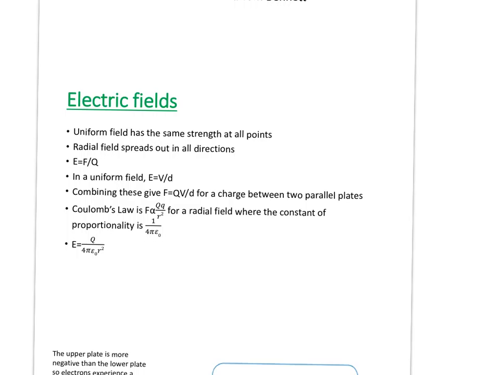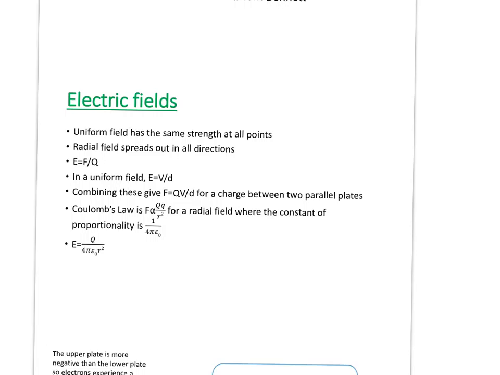For the electric field strength, at a particular point, it is the force divided by the charge at that point. However, in a uniform field, because it's the same at all points, the equation turns into E equals V over d, where V is the voltage and d is the separation of the plates. Between two parallel plates where the field is uniform, you can combine these equations and you'll get F equals QV over d, which is used for a lot of questions.